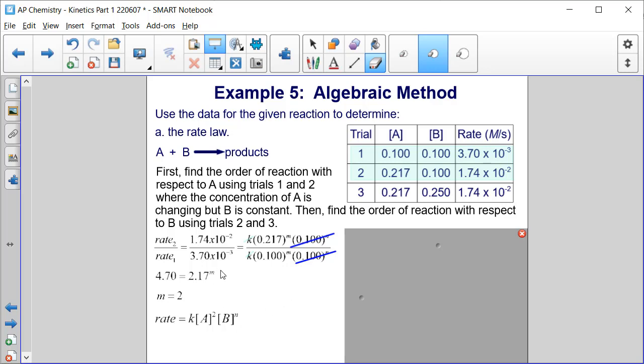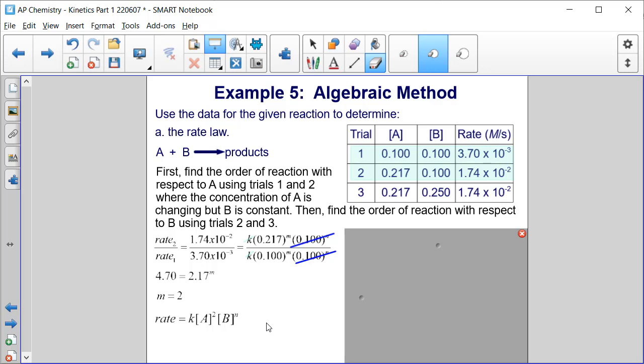Now, you can go back several slides to the beginning of this section and watch the intermediate algebra explanation for how to solve for this exponent M if you'd like more details. But you can also just guess and check here. If M is 1, then this would have to equal 2.17, so it's not 1. But if I put a 2 here, 2.17 to the second power is 4.70. So the value of M is 2.